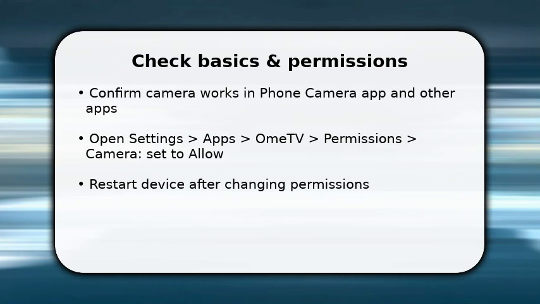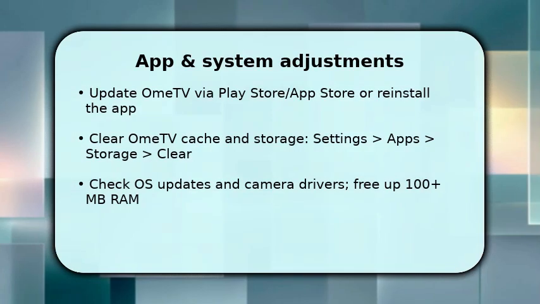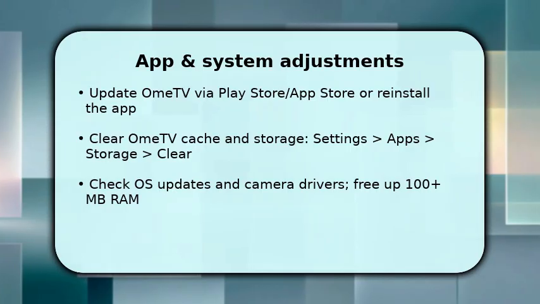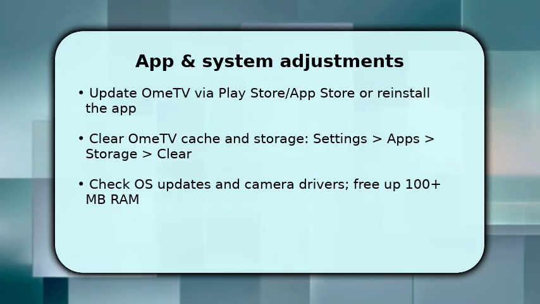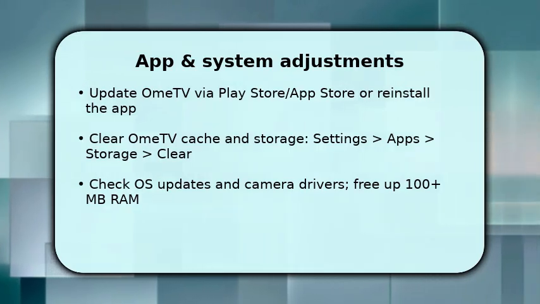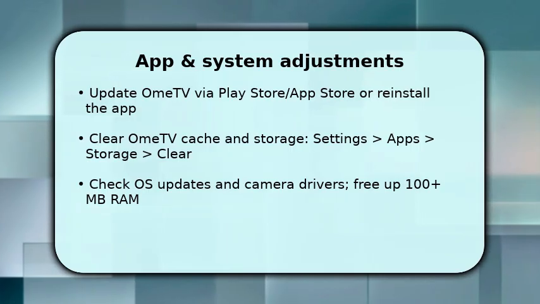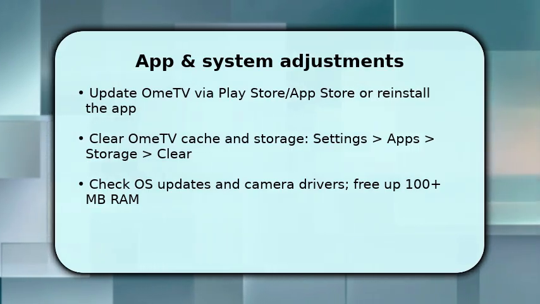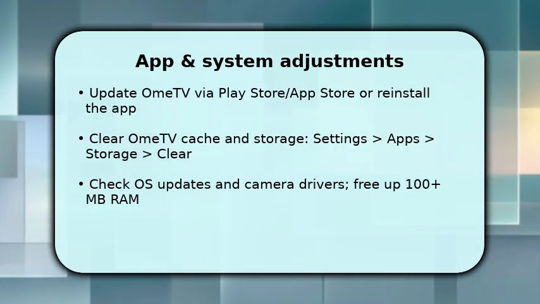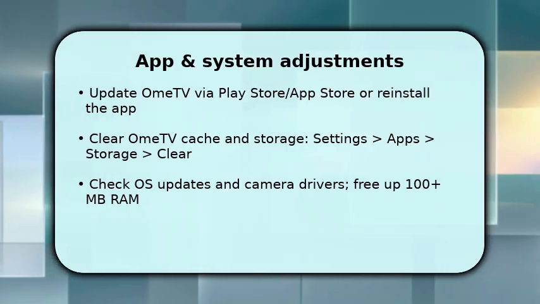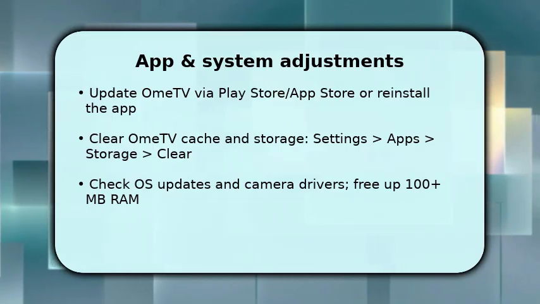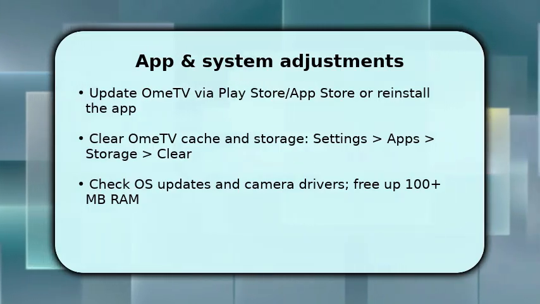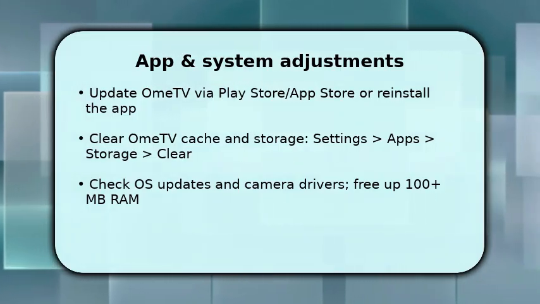Next, address software conflicts. Update OMTV to the latest version or reinstall it to replace corrupted files. Then clear the app cache, and if problems persist, clear storage data. Note this may reset settings. Make sure your OS is up to date so camera drivers and permissions match the app's requirements. Also free up memory by closing other apps. Insufficient RAM or a background process can lock the camera. These steps resolve most app-level and system-level resource clashes.